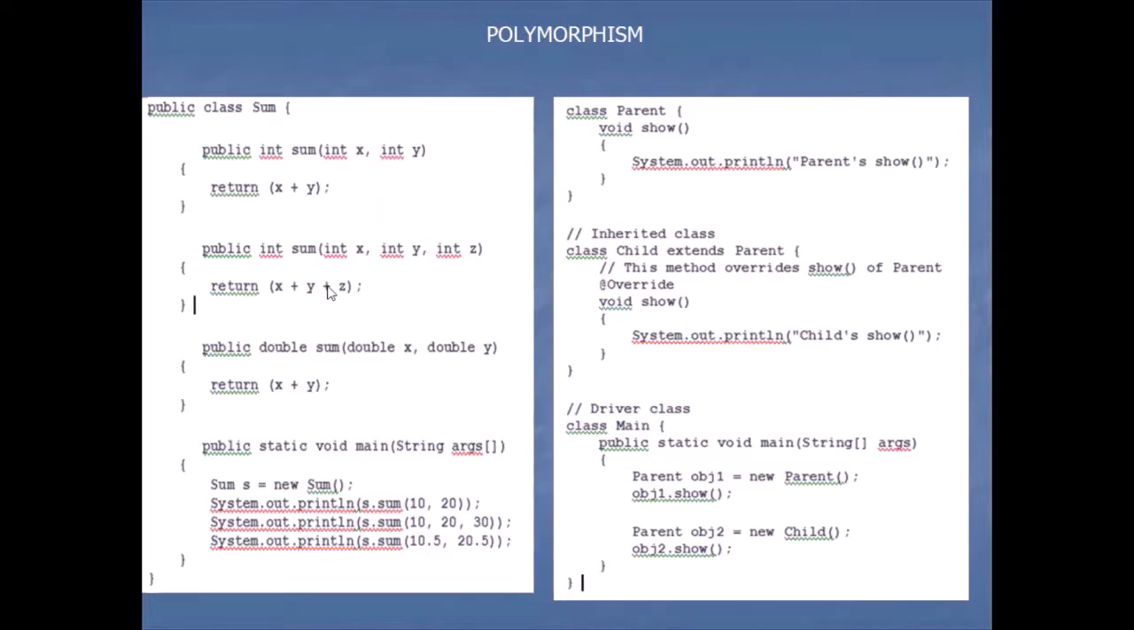Two types of polymorphism are there. One is compile time polymorphism and another one is runtime polymorphism. In Java terms, overloading and overriding. Method overloading and method overriding.